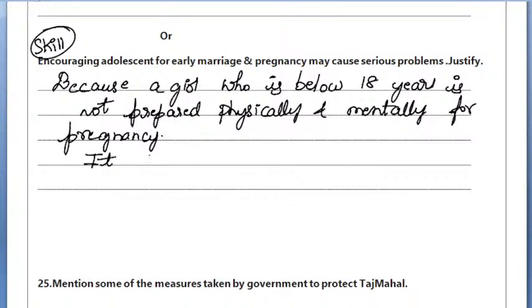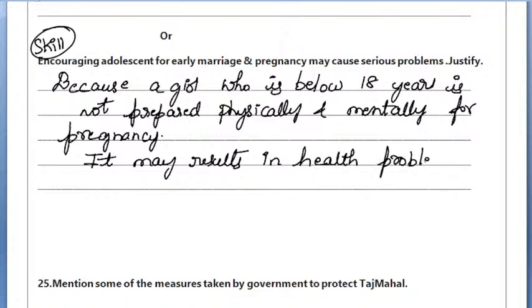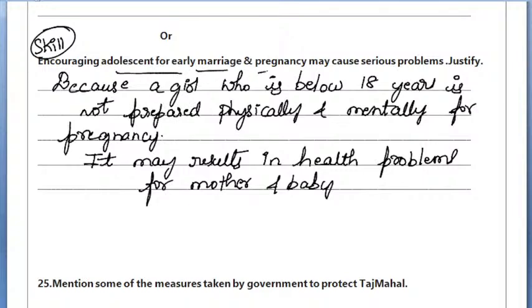And it may also result in health problems, health problems for both mother and baby. If that girl is going to give birth to a baby, it is a problem for both her, that is the mother, and also her baby. That's why we should not encourage the adolescent for their early marriage and also for their pregnancy. It's a very big problem.